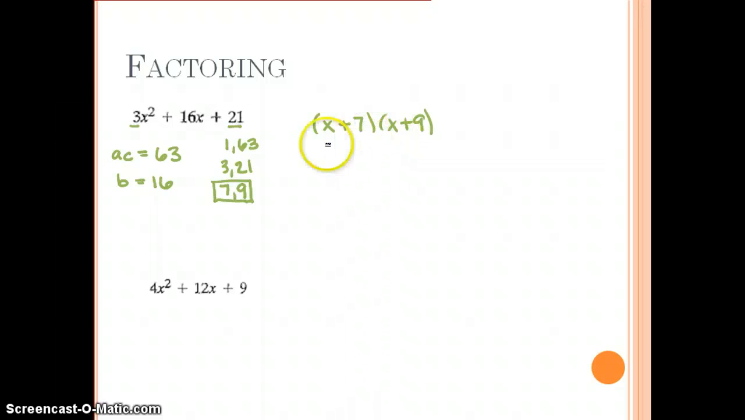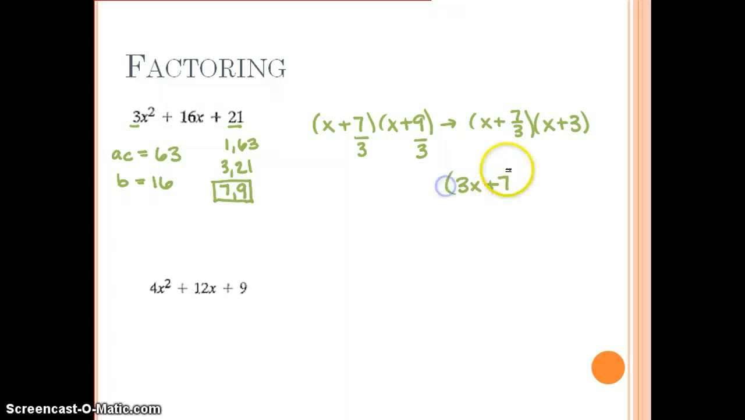So what we do is, after we figured out our factors, we're going to divide each of those by A. So we're going to divide each of these by 3, because that was A. And then we're going to simplify. So this would be x plus, well, this first one doesn't simplify. And this would be x plus 3. And our last step to get to our final answer is we call it bottoms up. So since you have still a 3 as a denominator, this would be 3x plus 7 times x plus 3.